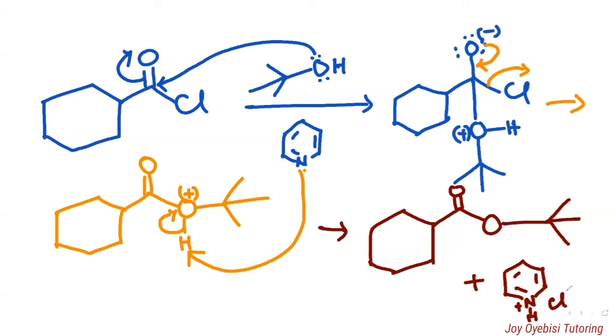And the Cl minus will be hanging by the side. So this is how you go about forming esters using an acyl chloride.